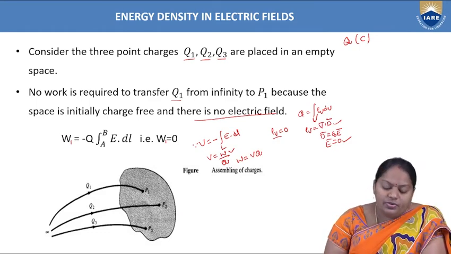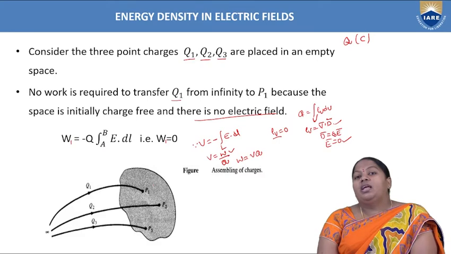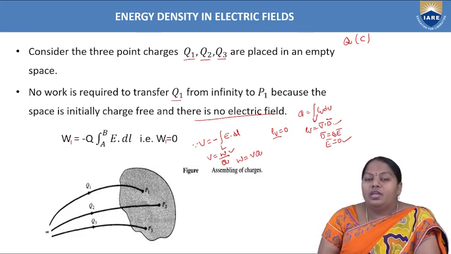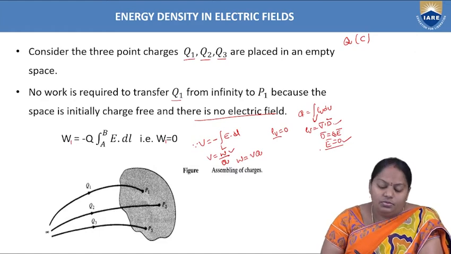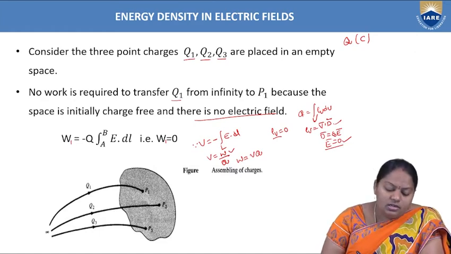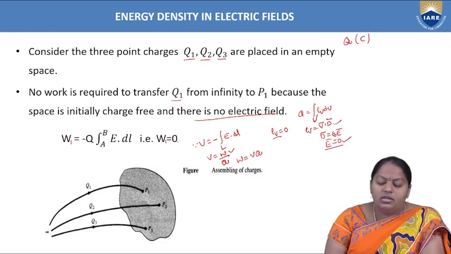Because of that charge free region, if charge Q is 0 means volume charge rho V is 0, then rho V is 0 means electric flux density D is 0, then D is 0 means electric field intensity E is also 0. Then based upon that, the work done in order to assemble the charge Q1 at P1 from infinity, work done W1 is equal to 0.